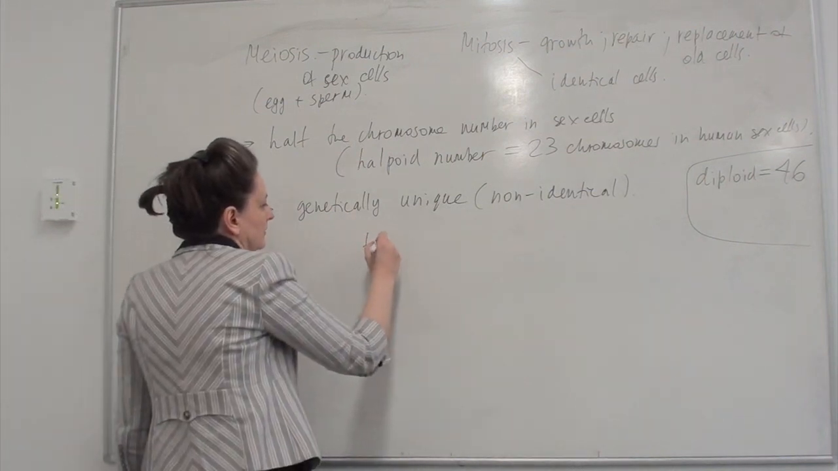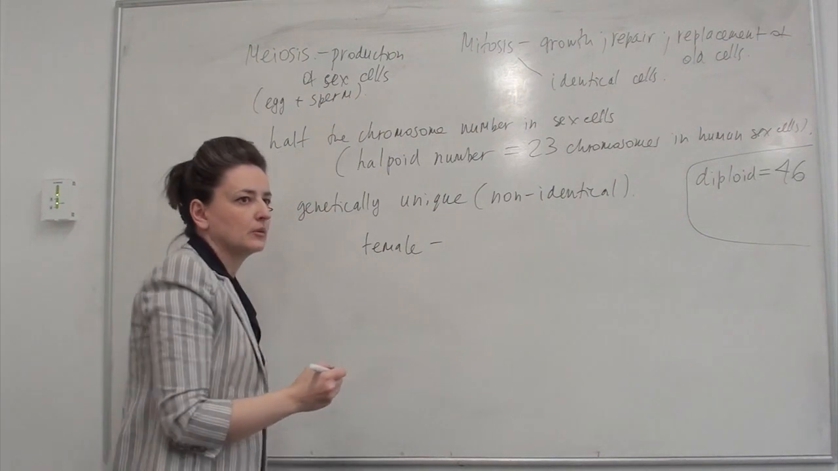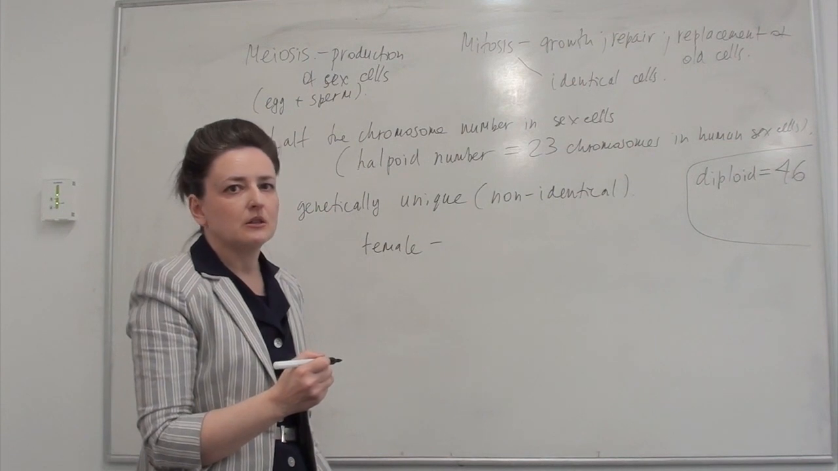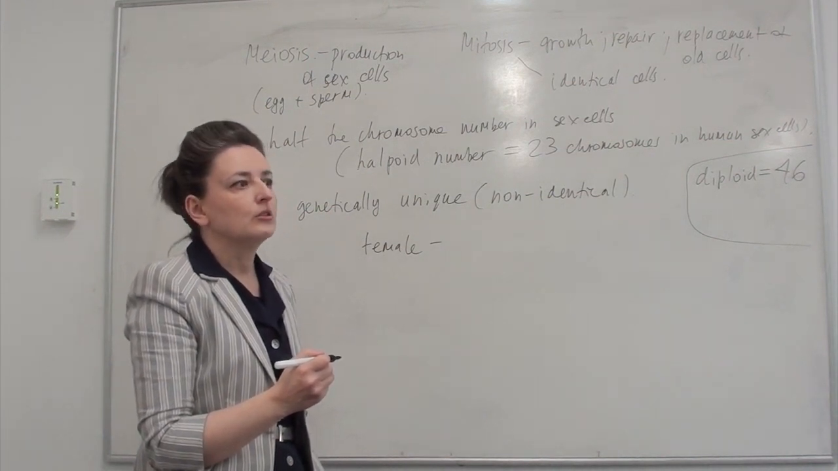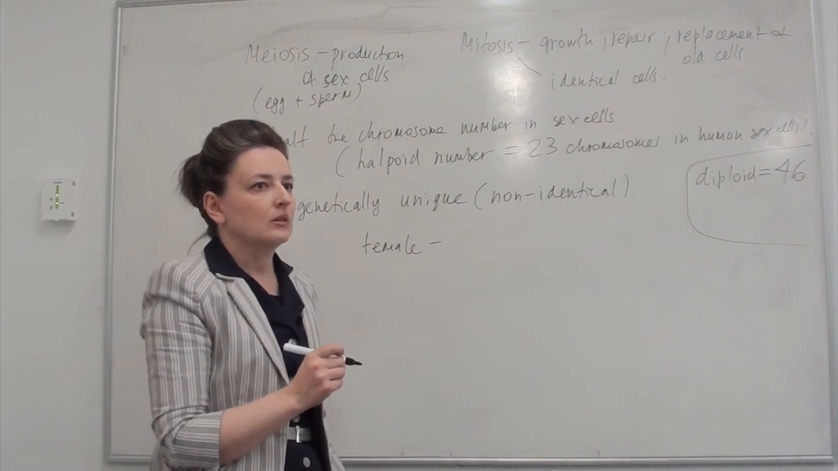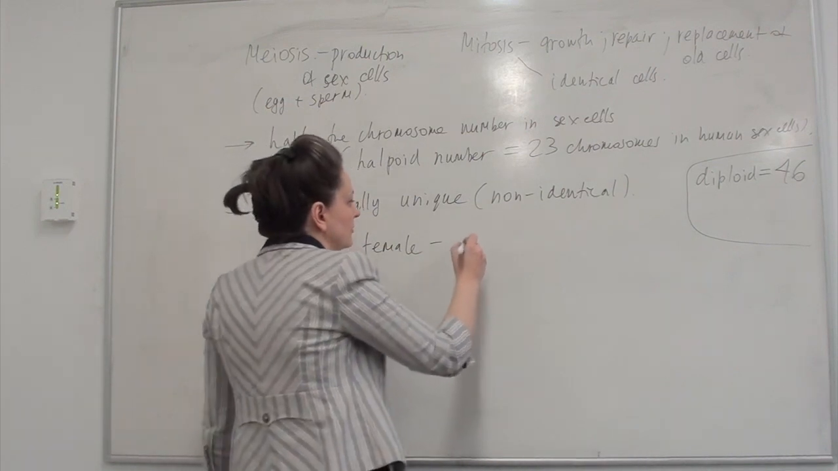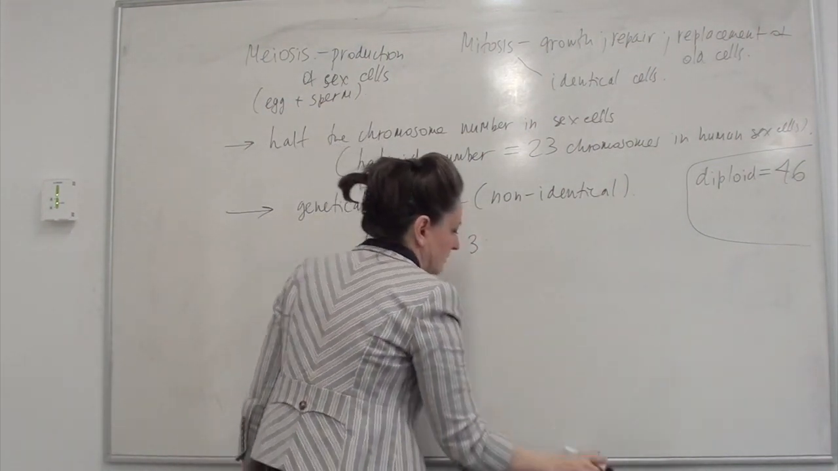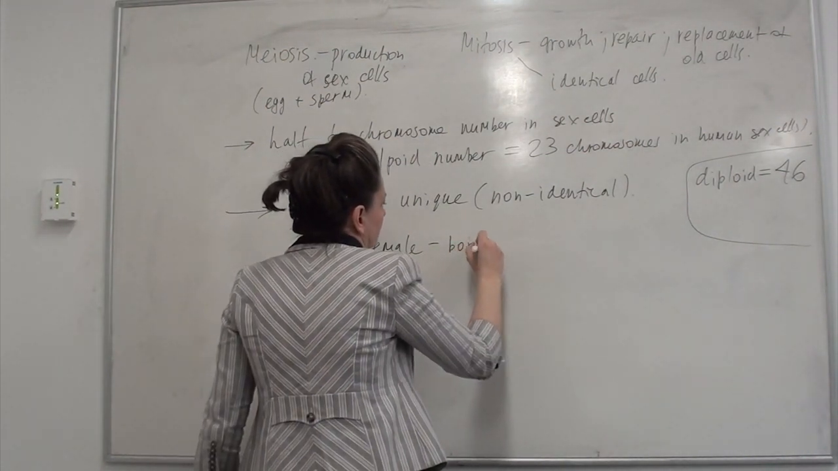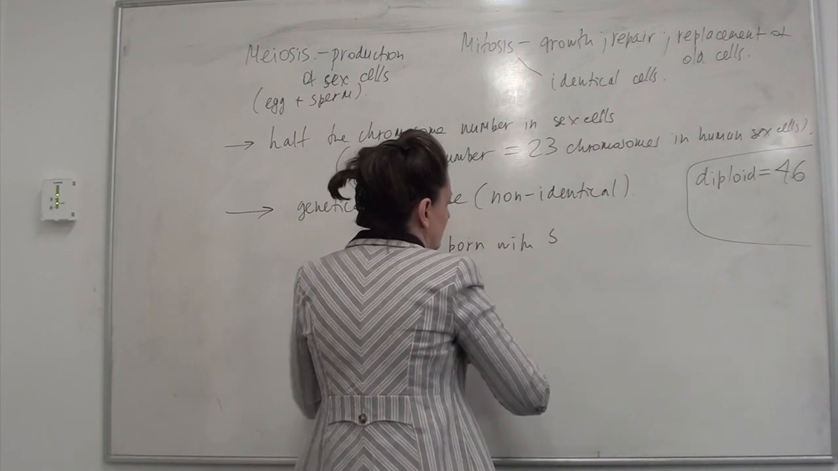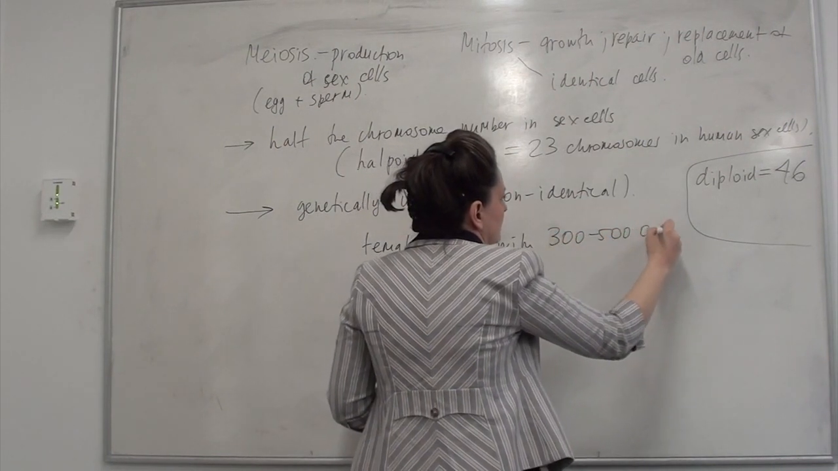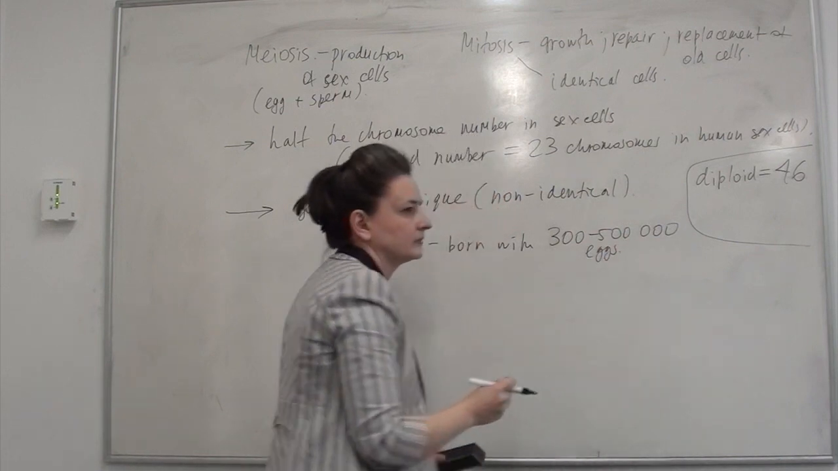So with a female, how many eggs are we born with? Can you remember the number, roughly? Maybe you can find it. It's a bit more than... 500,000. Right, exactly. So in a female, you're born with... Let me write that down as well. So born with 300 to 500,000 eggs, right?